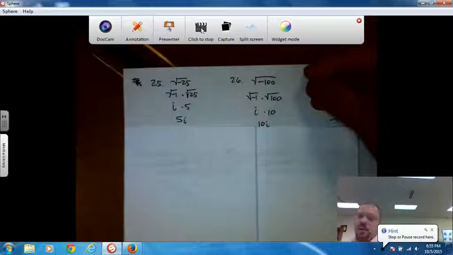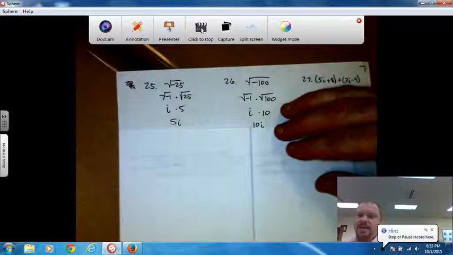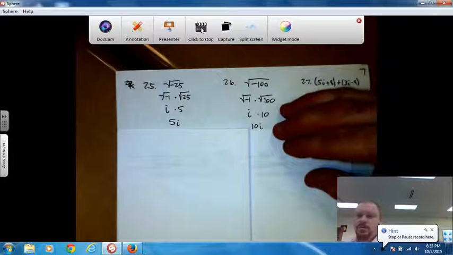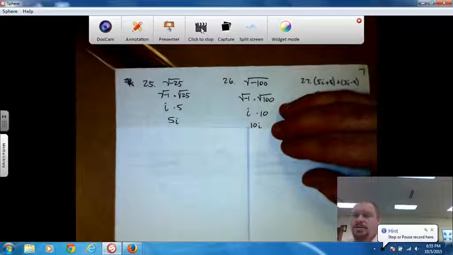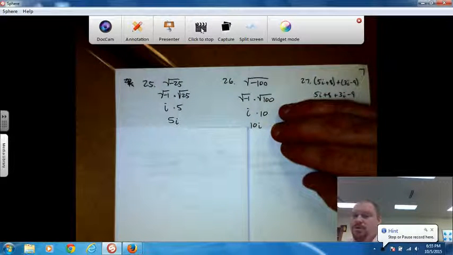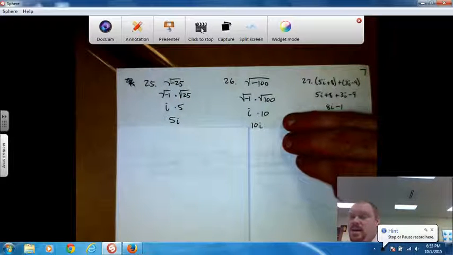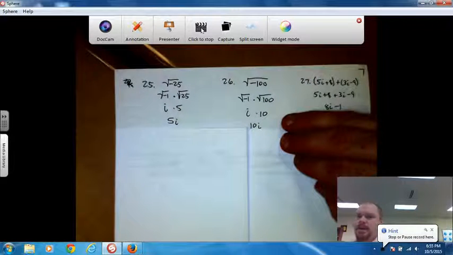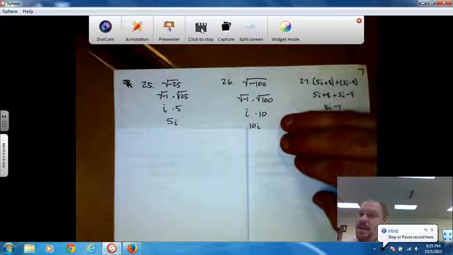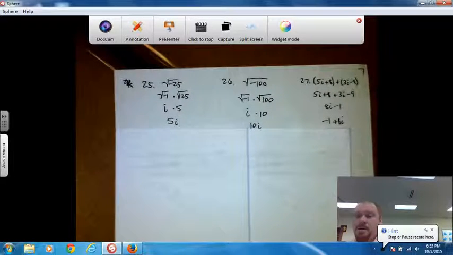Okay, number 27 asks me to add. So what I'm going to do is, because those are plus, I can just drop the parentheses, and then I'm just going to combine like terms. 5i plus 3i is 8i. 8 minus 9 is negative 1. But when we write complex numbers, the i's come last. So, trade sides. That becomes negative 1 plus 8i.